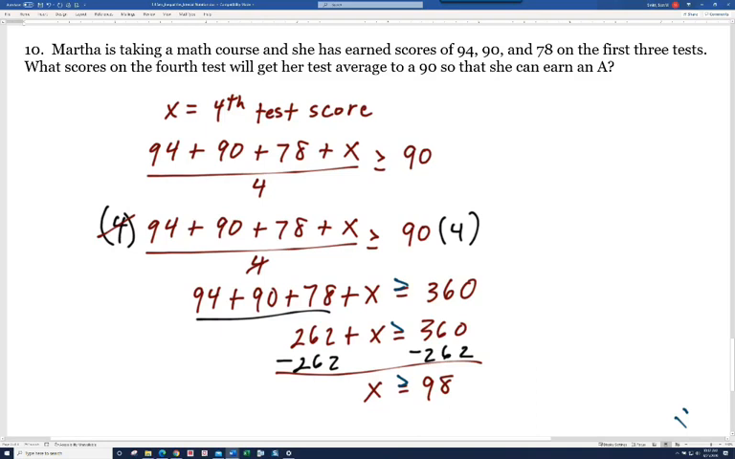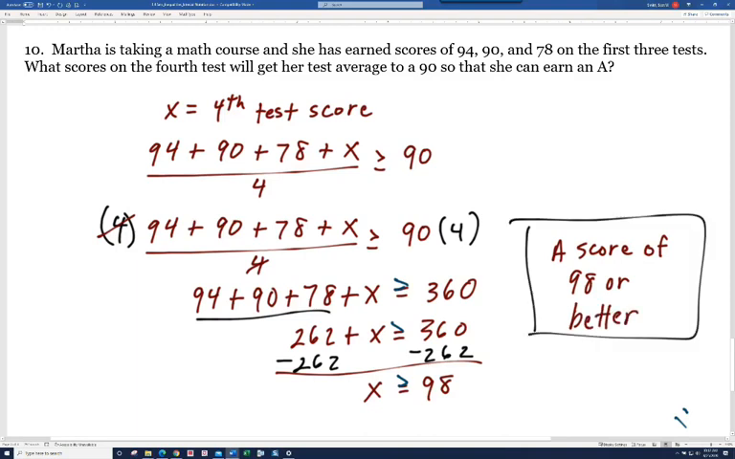So what does that mean? Well, first of all, it's like, oh shoot, she's got to do better on this 4th test than any other test in order to get that A average. So Martha kind of put herself in a little bit of a bad spot here. But the bottom line is a score of 98 or better will get her to an average of 90. Hopefully she's done really well on her homework and quizzes, and so maybe she can do a little lower than that and still be okay.